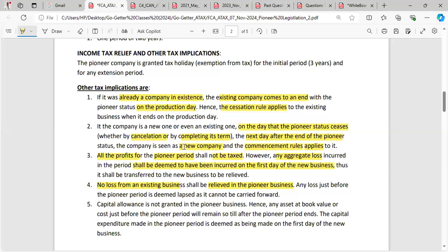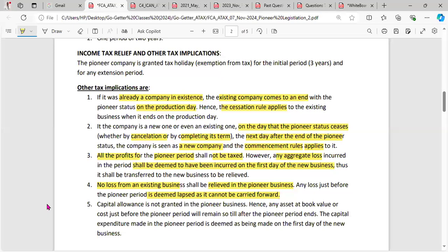And now the thing is this, there is a danger if you are ceasing business and you have an unrelieved loss as at the cessation date. That loss is deemed to have lapsed. It cannot be carried forward. That is what it says. The loss is deemed to have lapsed and cannot be carried forward.